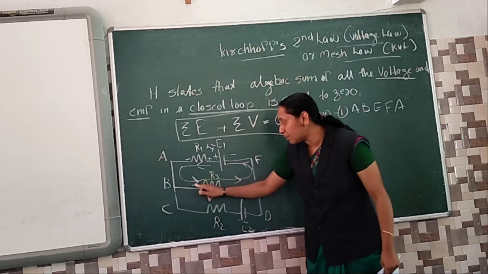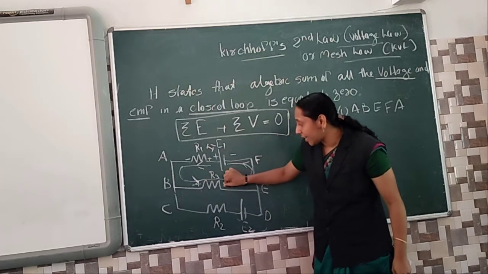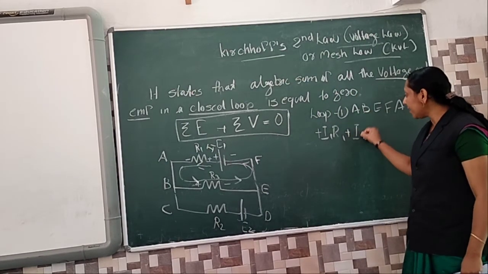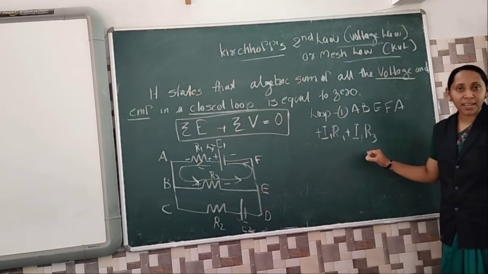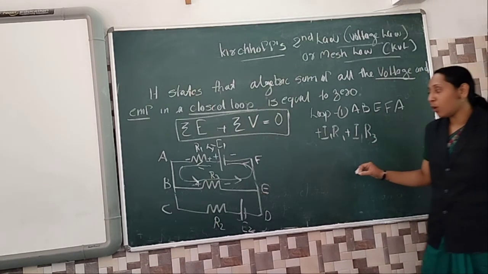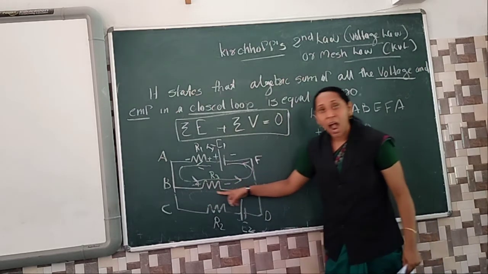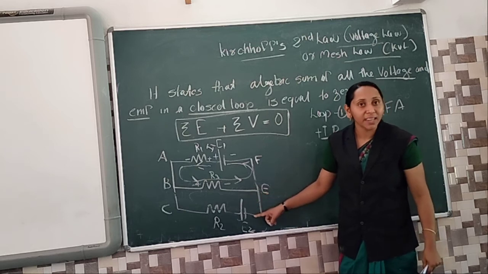After that, the current is passing through R3. R3 may be positive or negative. So how should you write? Plus I1 R3. Is only the I1 current going? Is the current I1 passing through R3? No. In R3, I1 is going, and at the same time I2 is also going. Look, current is going from below too. In the case of R3, did you understand?